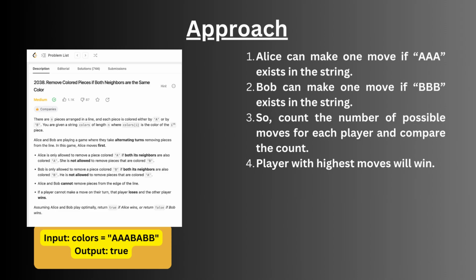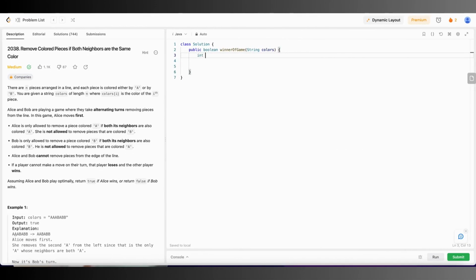Now quickly let's see the code. First, let's create a variable n. This will store the length of the given string. Then let's declare the variable countA to store the number of moves Alice can make, and the variable countB will store the number of possible moves Bob can make. Now let's iterate over the given string from index 1 to n-1.